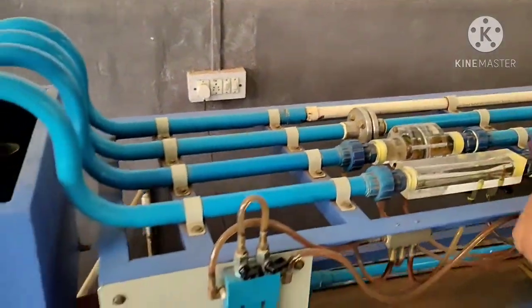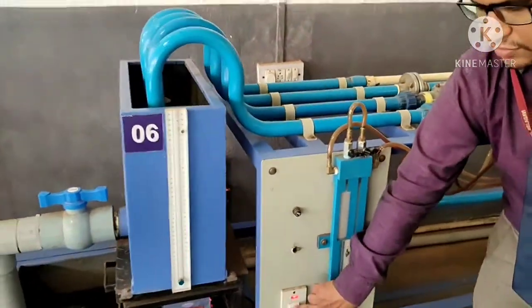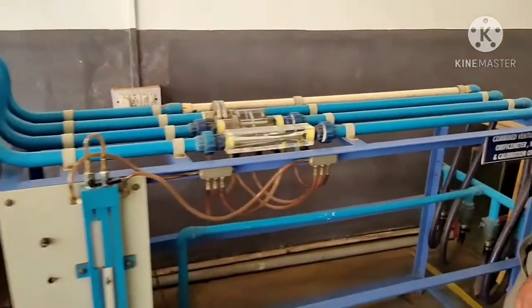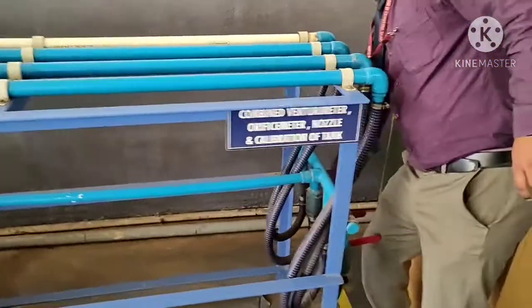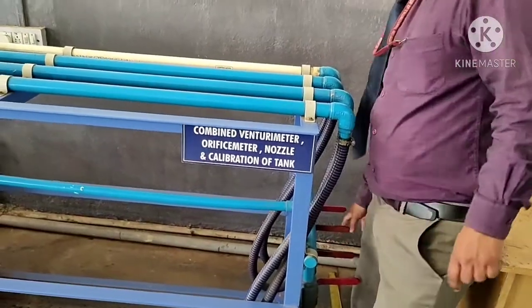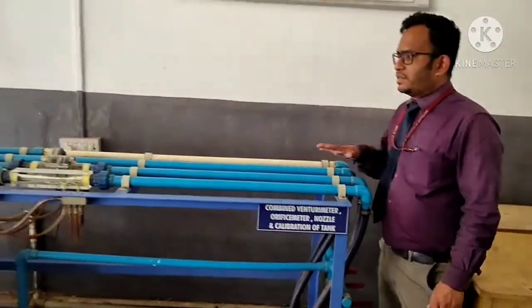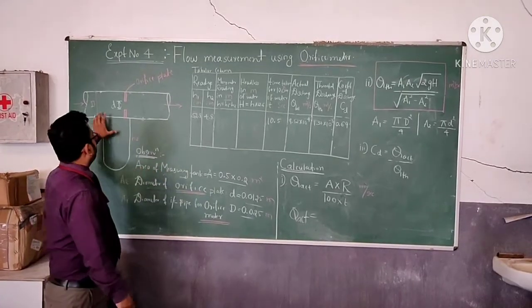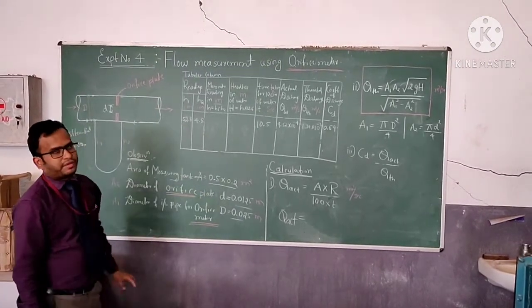After closing this, we are going to stop the pump, and at the end we are going to close the valve. So the procedure is the same as that of the venturi meter. So this is the calculation part of the orifice meter.